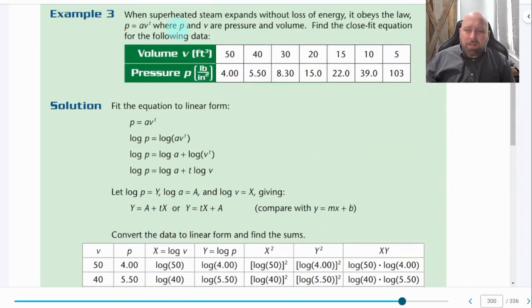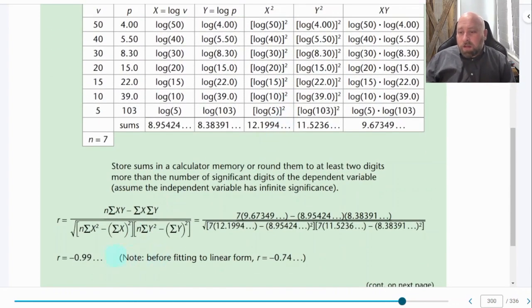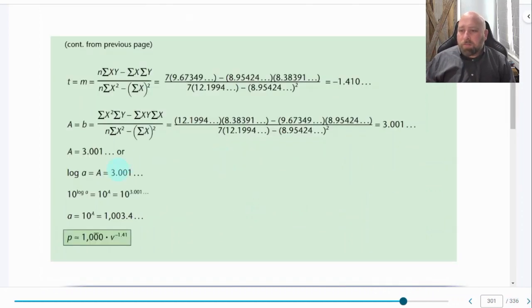Why is n 7? Let's go over that real quick just in case you forget. Because there are 7 values. Look, 1 value, 2 values, 3 values, 4 values, 5 values, 6 values, 7 values. So n is 7. Go down here and get your information, plug it in, then go back and get your m, then go back and get your b, and then finish it off by plugging everything in.